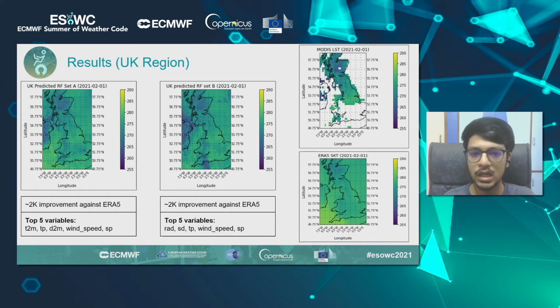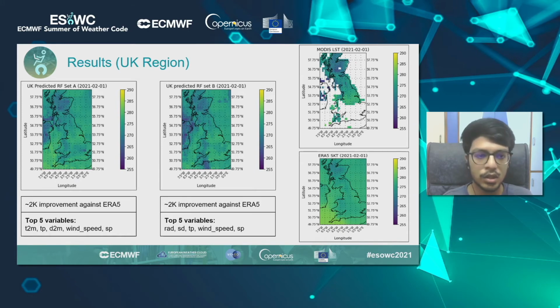Coming to the results of our own model, we have just shown one model for each set, which was the best performing model for us. For set A, we have this diagram, and for set B, we have this predicted map. We see an improvement of around 2 Kelvin for both cases, so it's quite close. It's 2 Kelvin for both sets, and around 35% improvement against ERA5.